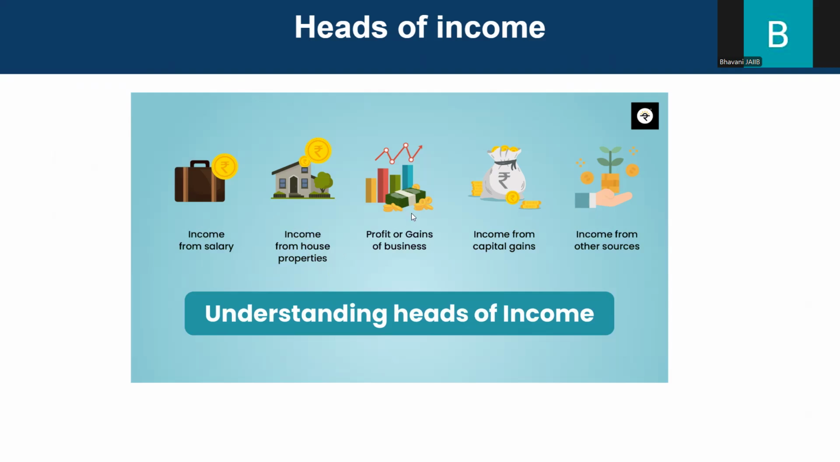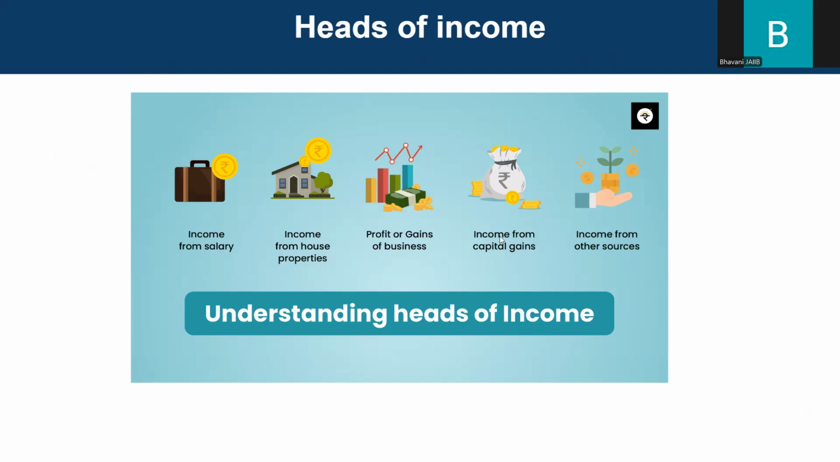Next is profit and gain from business or profession. Income earned from business like shop, consultancy, freelancing, and professional services like doctors, lawyers, chartered accountants. So all these things come under profit and gains of business. For example, you run a tuition center and earn 1.5 lakhs per month. This is business income.